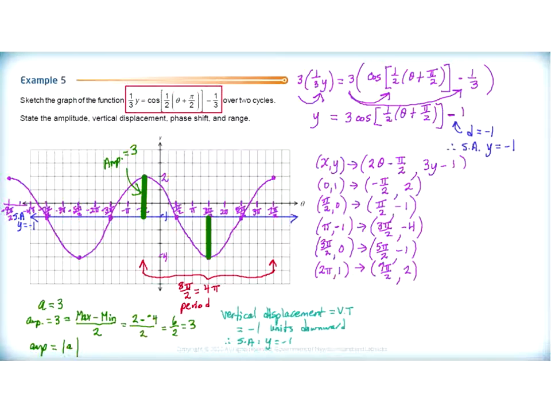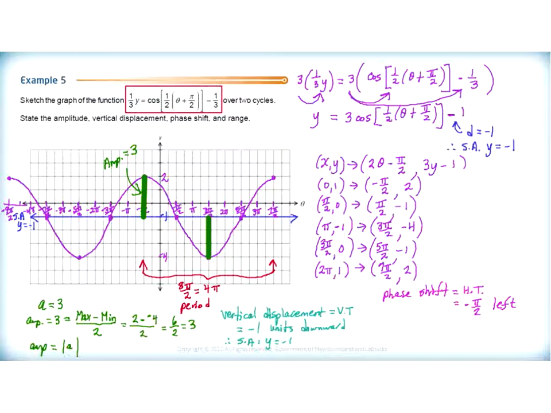The phase shift in this case is the same as the horizontal translation. And in this case, you have a horizontal translation equal to a negative pi over 2, meaning that the base graph is shifted pi over 2 units to the left.